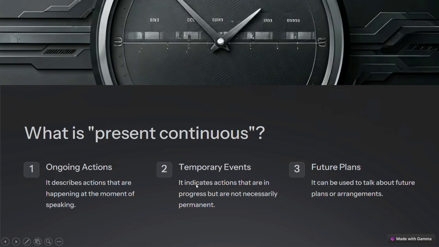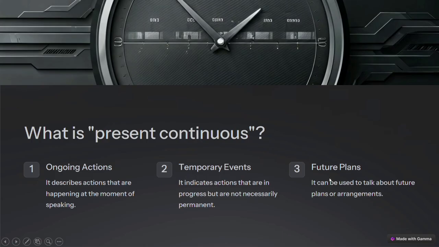Number two, temporary events. It indicates actions that are in progress but are not necessarily permanent. For example, you are learning English. Now you are in the process of learning English. Maybe the next day, I don't know, the next week, the next year, so many years later, you stop learning English and you become a teacher. So the second usage of present continuous is for temporary events.